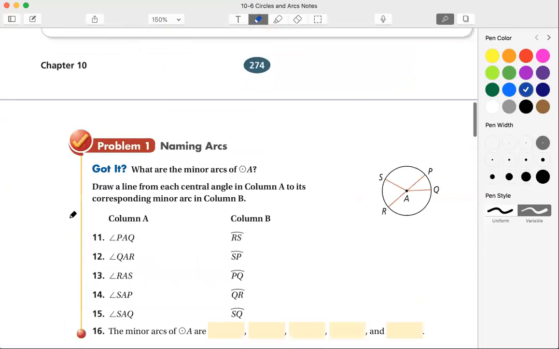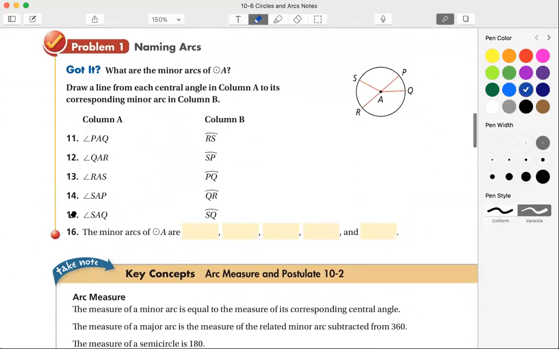Number 1. Okay, what are the minor arcs of circle A? All right, so we're going to draw a line from the central angle in column A to its corresponding minor arc in column B. So PAQ would be arc PQ.